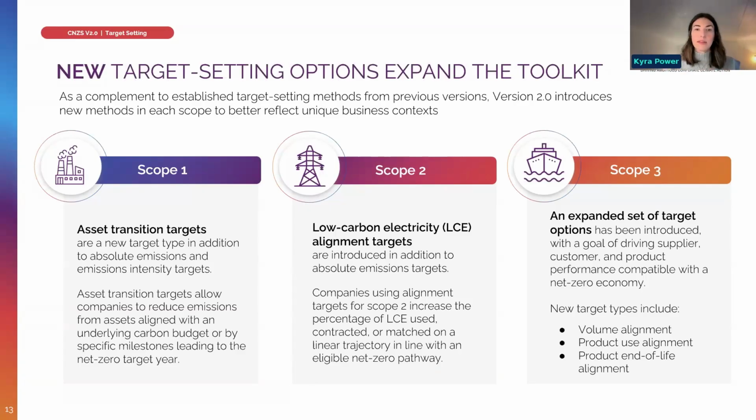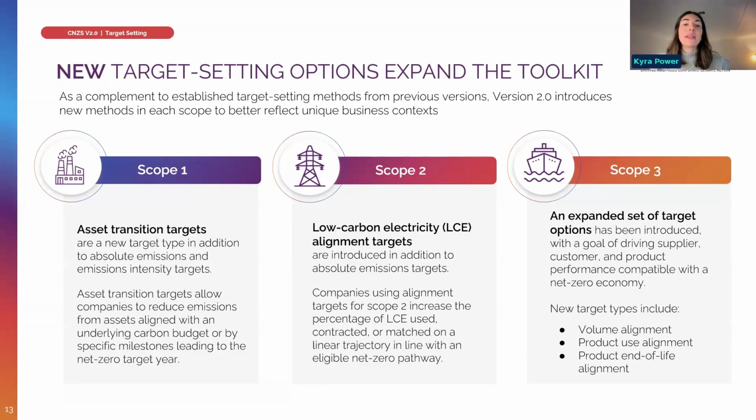Or, what's listed on this slide is a new target type introduced in version 2. These are called asset transition targets, which allow companies to reduce emissions from major assets aligned to either an overall carbon budget or by specific milestones leading to the net zero target year. This new target type was introduced to recognize that the timelines for replacing, decommissioning, or retrofitting significant assets may not always align neatly with near-term target cycles and measuring year-over-year progress.